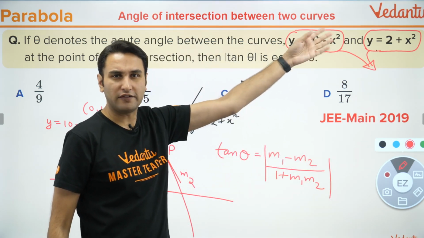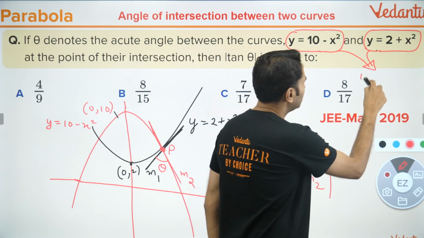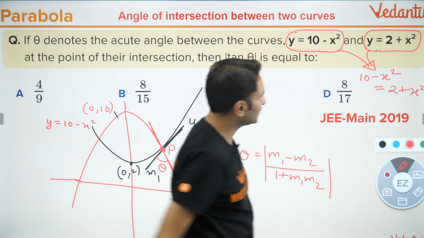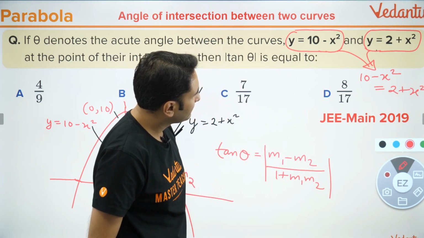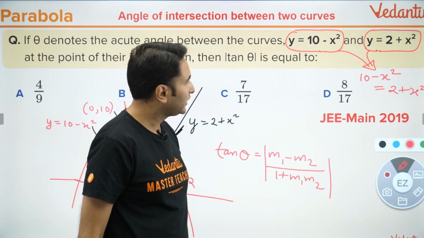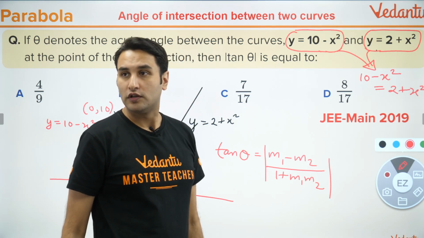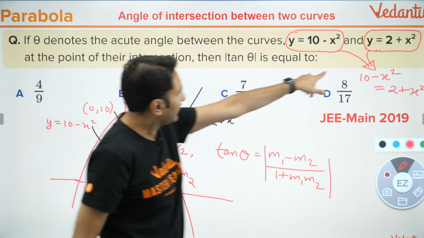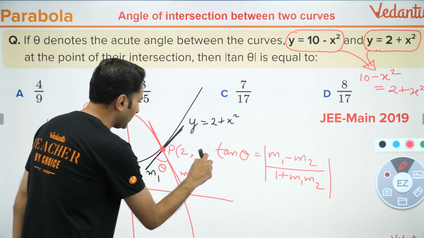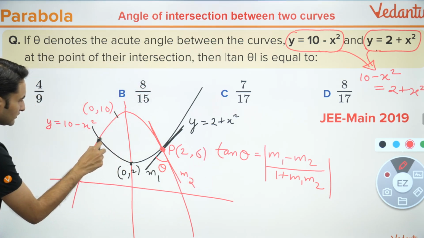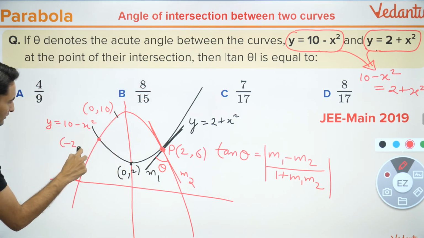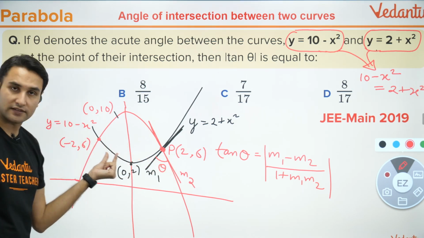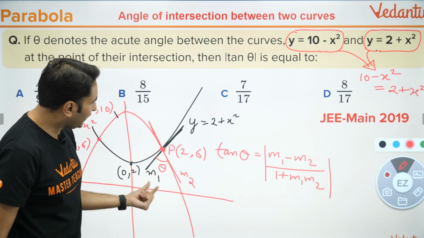बहुत सिंपल है. y equate कर दो. कितना हो जाएगा? 4 minus x square is equal to 2 plus x square. बच्चों कितना हो जाएगा? 2x square is equal to 8. x is equal to plus minus 2. पॉइंट कितना हो जाएगा? 2 है ना, and 2,6. सिमिलरली दूसरा हो जाएगा -2,6. But angle of intersection will be same, symmetrical graph. This theta here is the same. Don't worry about it. Now, can you find out m1 and m2?